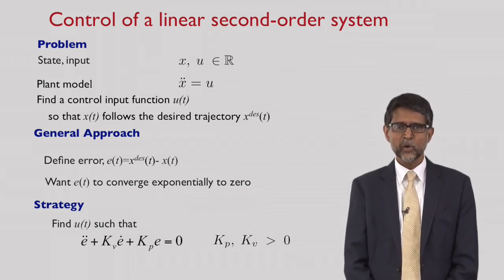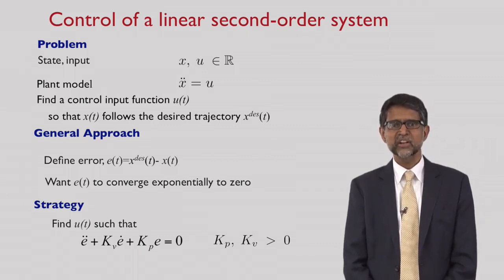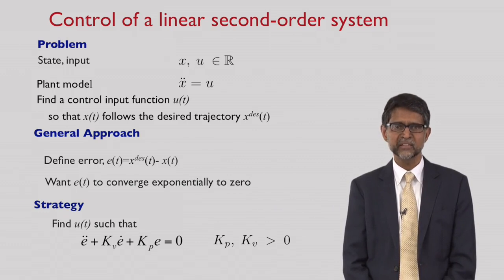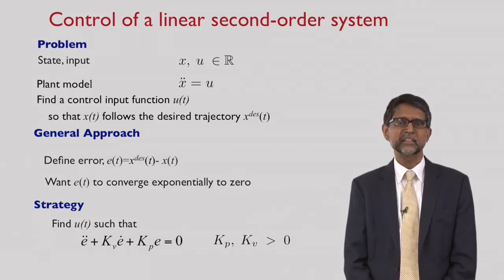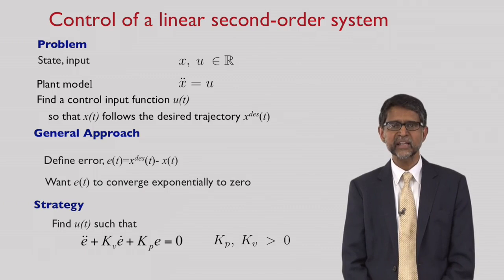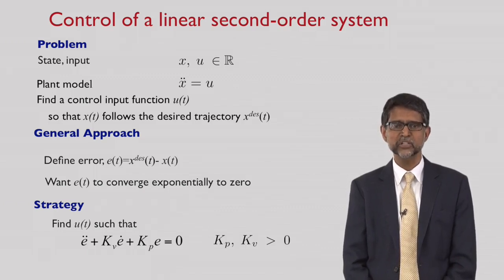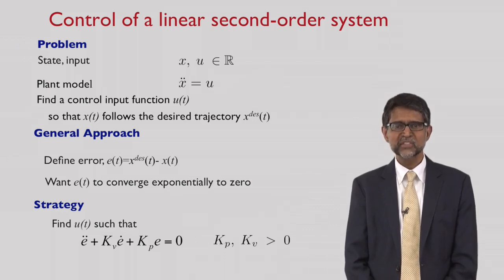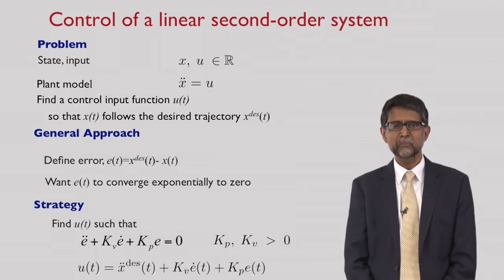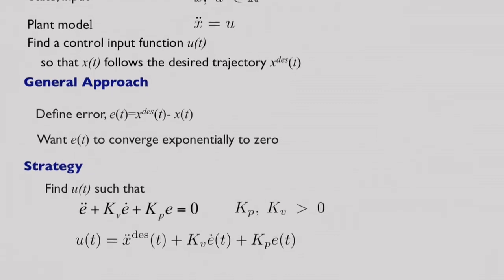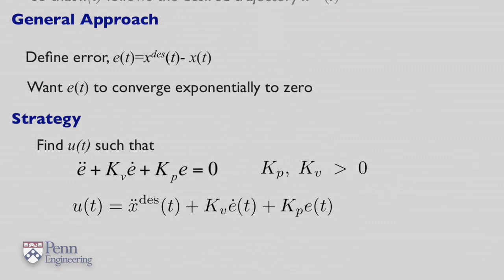Why this differential equation? Well, in this differential equation there are two unknowns, Kp and Kv. If I select appropriate values of Kp and Kv, more specifically, if I ensure that these values are positive, I can guarantee that this error will go exponentially to 0. The control input that achieves that is given by this very simple equation. Again, the only reason I'm pulling out this control equation is because I want the error to go exponentially to 0, and that'll ensure that x tends to x desired.